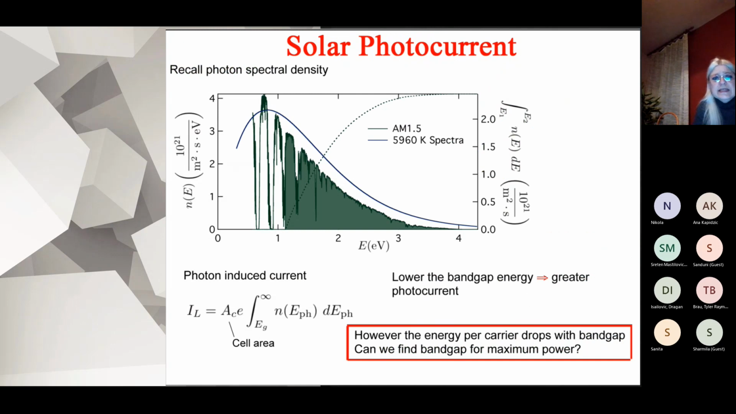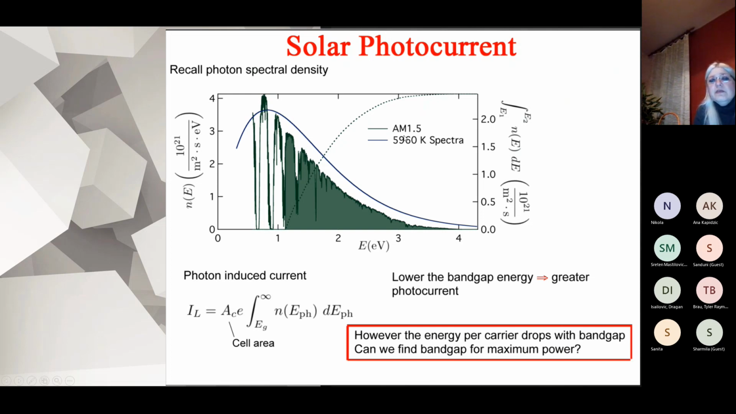Now we can also say something about the solar photocurrent. We use one of the graphs we explained in one of the previous lectures, on one of the previous slides. Here we look at the same distribution, the number density of the photons as a function of the energy of the photons. For AM 1.5, this is the green line, and here we can see how the distribution looks for a black body at around 6,000 Kelvin.